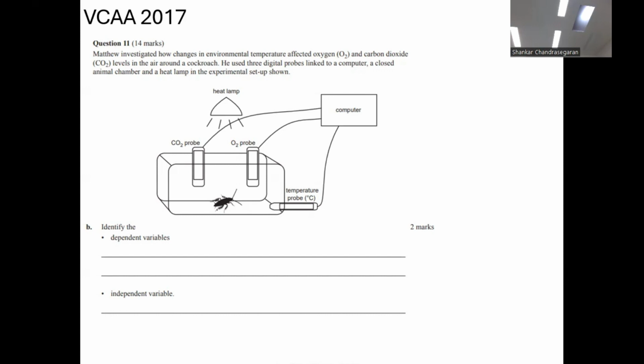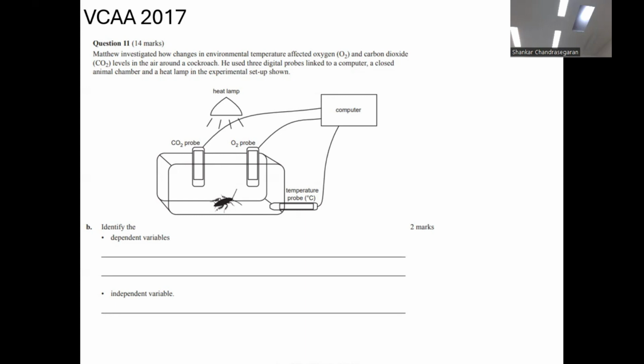Okay, so what is changing here? If you just answered temperature, it's immediately wrong. You need to be specific. You can't just say temperature. Temperature of what? The environmental temperature, that's good enough already. Either you say environmental temperature or temperature inside the enclosure, it doesn't matter, but you need to be somewhat specific. Writing one word answers for your variables is not something you're going to get marks for.